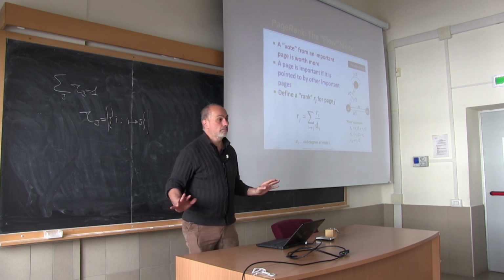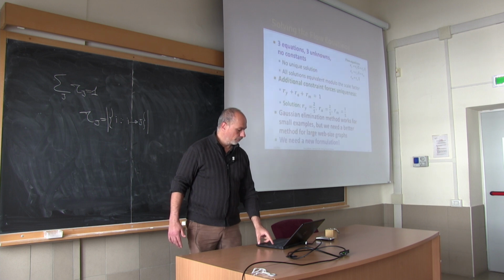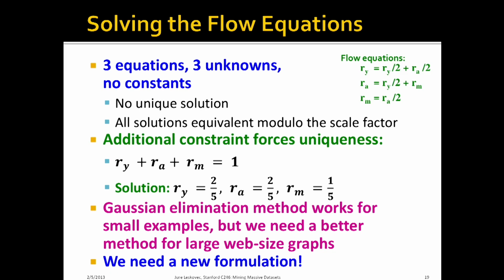Is everything clear so far? Good. So, if you work out this particular example, and you add this, let's say, normalization condition, you get these values. Okay? For example, this is telling you that Y and A are far more important than M. Let's see what it means.